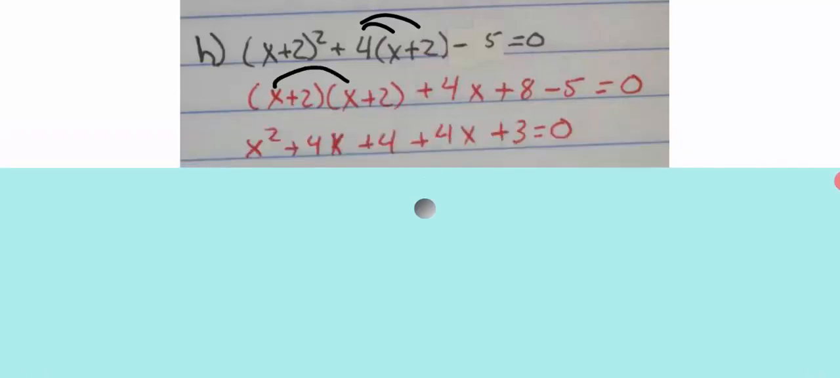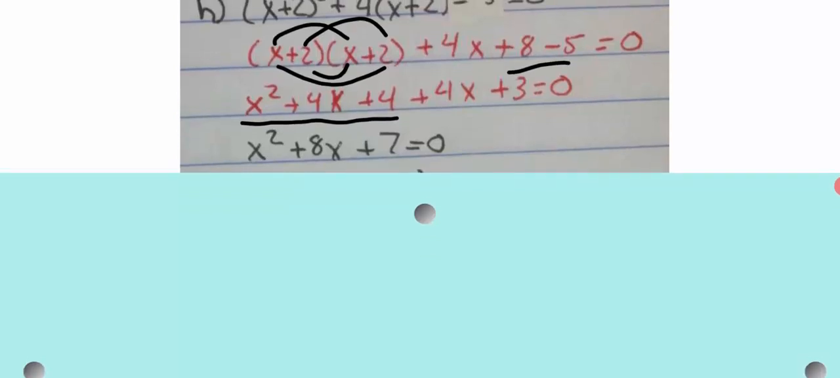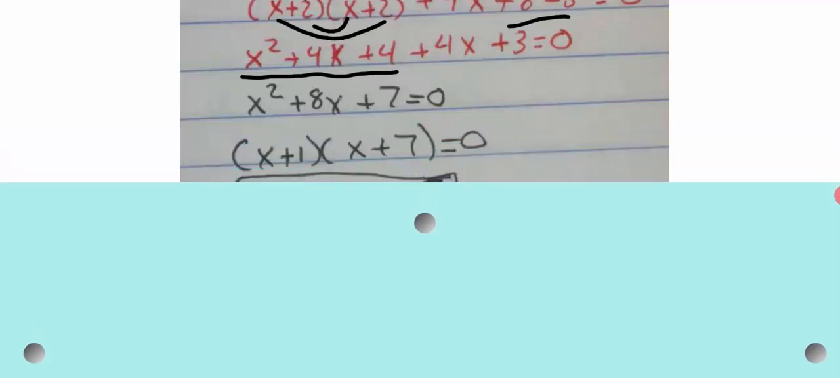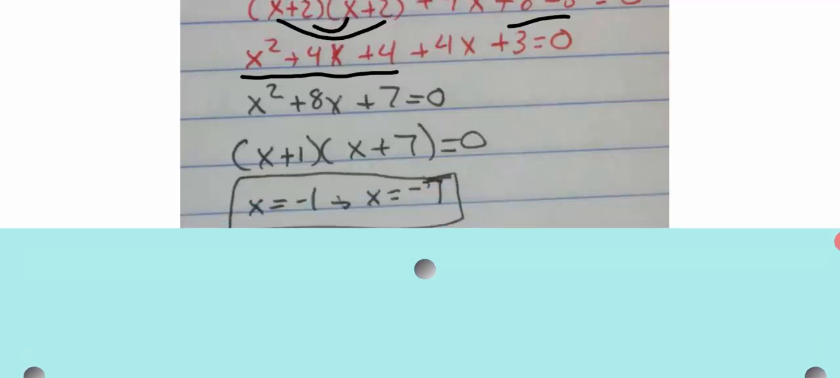First, outer, inner, last. And that's where I got this x squared plus 4x plus 4. Notice I just combined the 8 and the negative 5 to make a positive 3. So now again, combine like terms gives us x squared plus 8x plus 7. Now we could try and see if this will factor. It might be the easiest route, and it does. Two numbers that multiply together to give us 7 but add up to be 8 are 7 and 1. And then the two values that make these 0 would be x is negative 1 and x is negative 7.